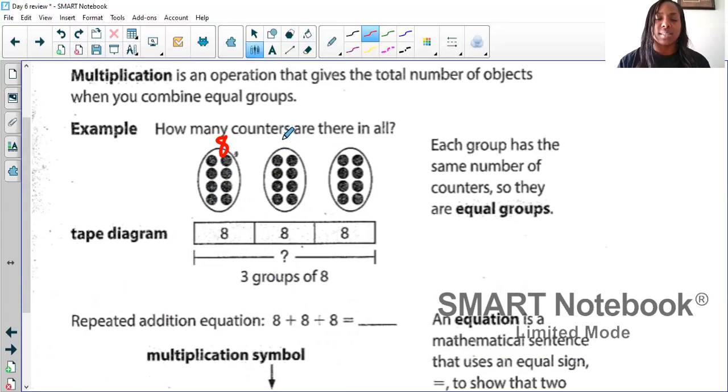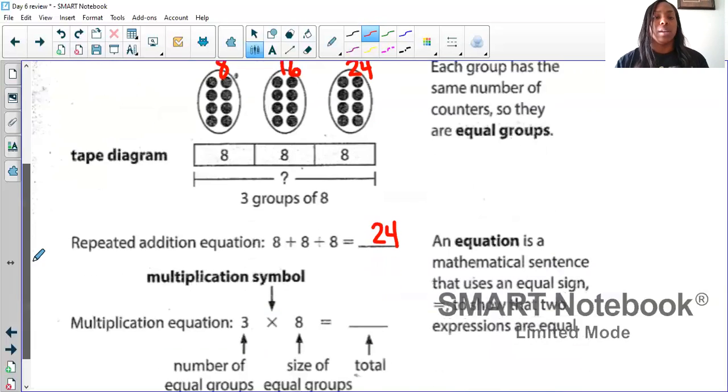That's right, 16. All right, so I have 8 plus 8. Now I'm at 16. So what would 16 plus 8 be? That's right, 24. All right, and if we take a look, it even tells us in a little side note, each group has the same number of counters, so that's what makes them equal. All right, so our repeated addition equation, what is our answer going to be? 24. 8 plus 8 plus 8.